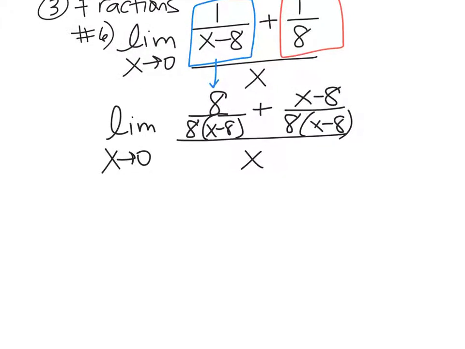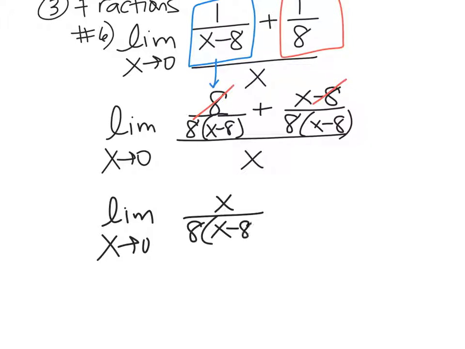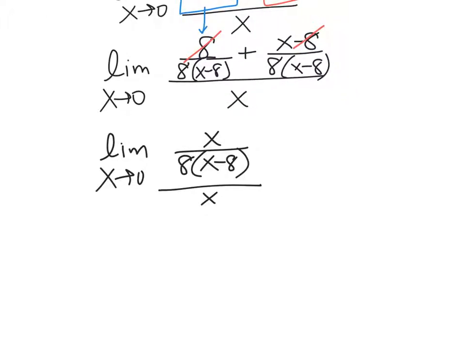So now let's go ahead and combine the fraction in the numerator of the big, huge fraction, okay? So we have 8 plus x minus 8. What does that leave us with? Just x, yeah, because there's an 8 and a negative 8. That leaves us with x over 8 times x minus 8. All of this is still being divided by x. Okay, take that x and turn it into an x over 1. Now you have a fraction.